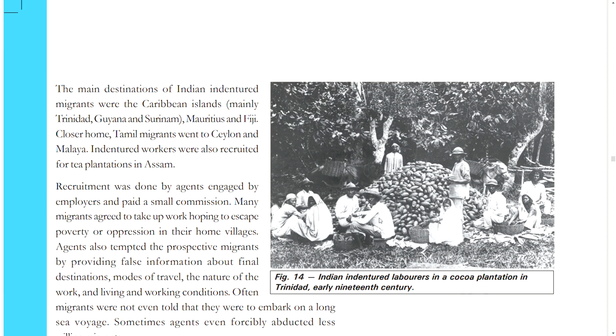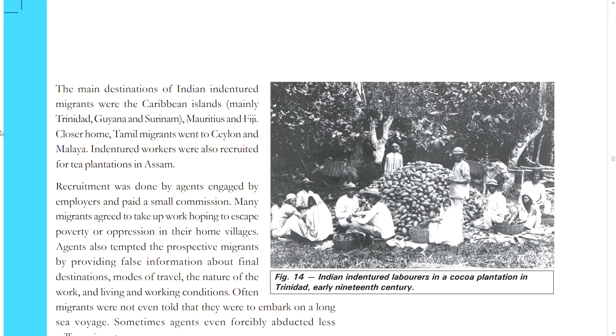Figure: Indian indentured laborers on a cocoa plantation in Trinidad, early 20th century. The main destinations of Indian indentured migrants were the Caribbean islands, mainly Trinidad, Guyana, and Suriname, as well as Mauritius and Fiji. Closer home, Tamil migrants went to Ceylon and Malaya. Indentured workers were also recruited for tea plantations in Assam.